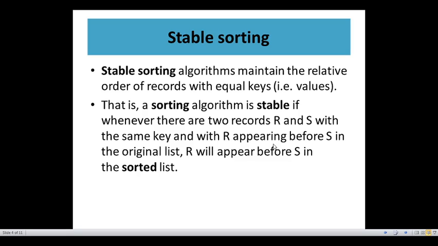Stable sorting means here we are maintaining the stability. Suppose two records R and S have the same key. When we apply the algorithm, it is necessary that R will appear before S in the sorted list. The stable sorting algorithm maintains the relative order of records with equal keys. This problem occurs when two records have equal keys, so at that time it is necessary to maintain the order of these records.